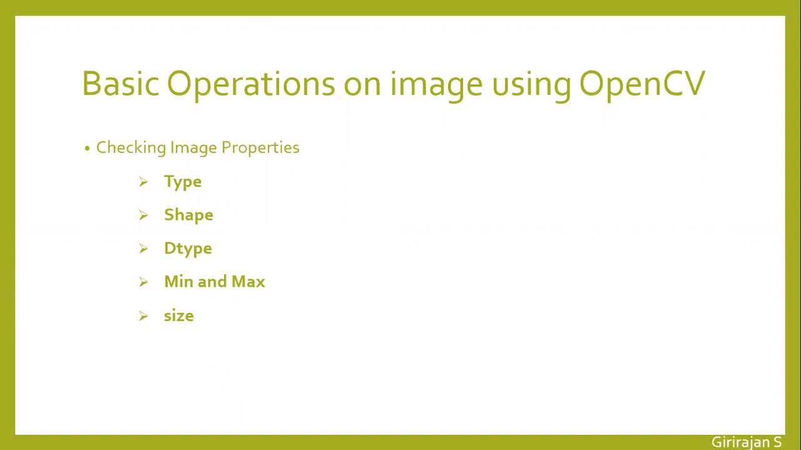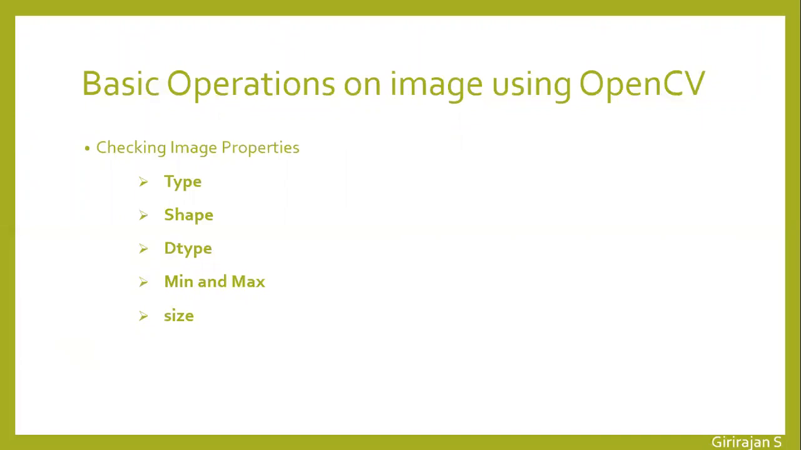The basic operations are, first, type. Usually the image type will be a NumPy array. I already told you that once you upload images into a computer, they are stored in the form of a matrix, so here it will be a NumPy array or NumPy matrix. Then shape. Shape indicates the number of pixels. The image which I uploaded is 1200 cross 1200 with three channels. It is a colored image, so it has three channels, RGB. If it is a grayscale image, it will have a single channel.